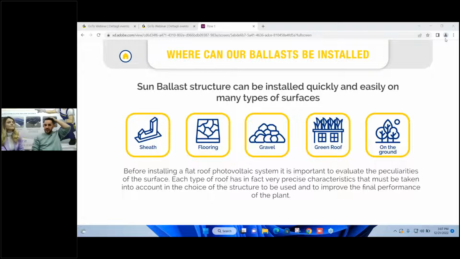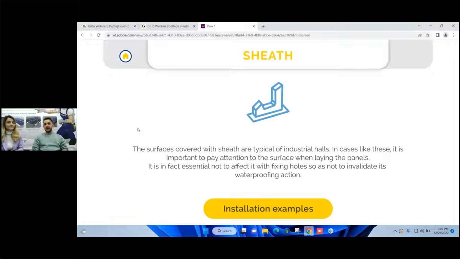Whenever there was space available. So yes, today we will check all these five typologies where we can implement some ballast structure. The first one, as we all know, and the most common typology, is the sheath, right?